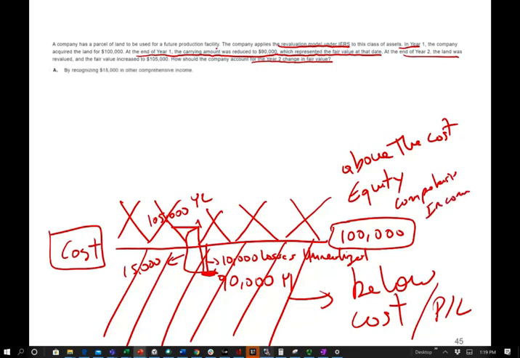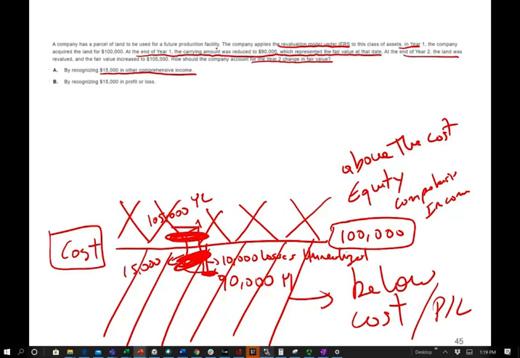Answer one, recognize 15,000 in other comprehensive income. Is that true? Not really. Remember, part of the change was in this area below. So it cannot be all in comprehensive income because part of the change was below 100,000. Recognize 15,000 in profit and loss. No, some of the change was above the cost.